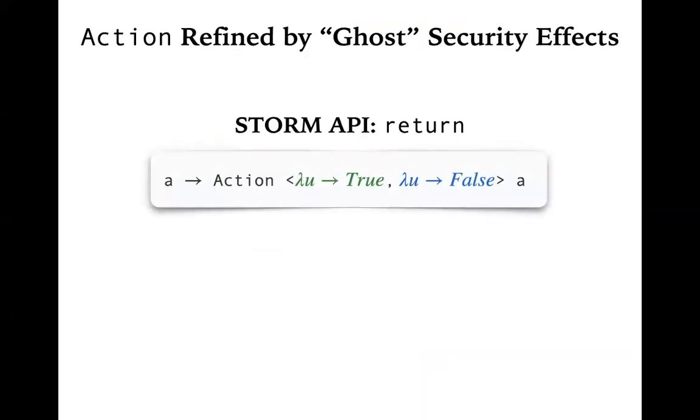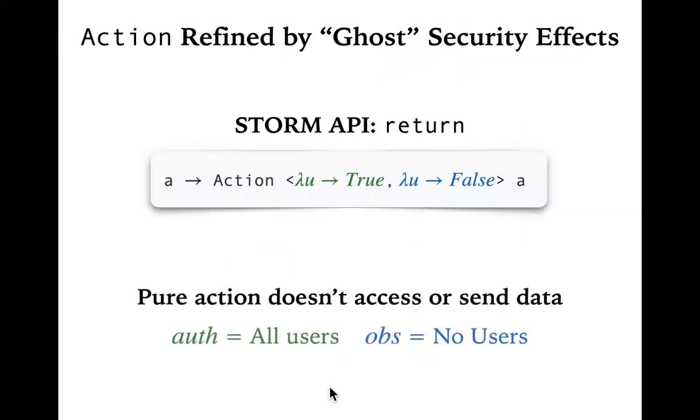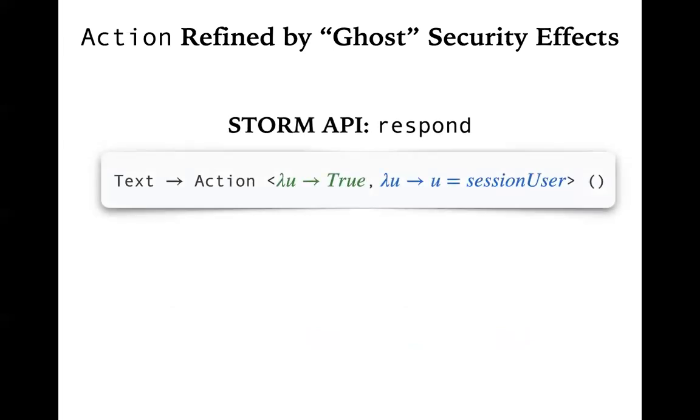When you have a return function, the monadic return, it basically says that it's a pure action, so it doesn't touch any sensitive data. Return just takes the value A and returns a computation, an action that produces an A. It doesn't touch any sensitive data, and so the authorizees are all users, lambda u arrow true, and the observers are no users, lambda u arrow false. The more interesting operator is, well, let's look at the respond operator.